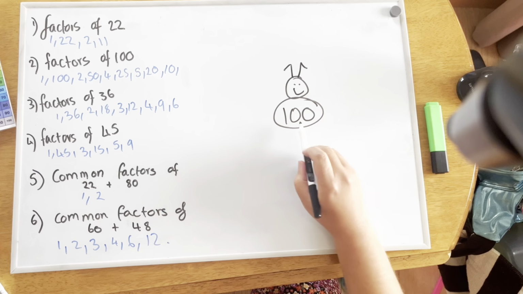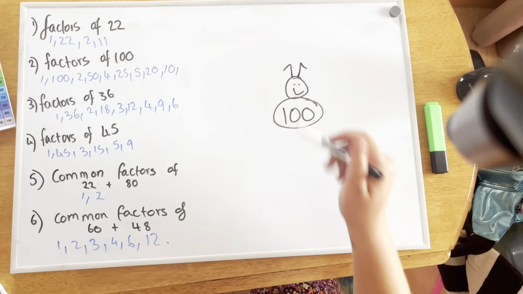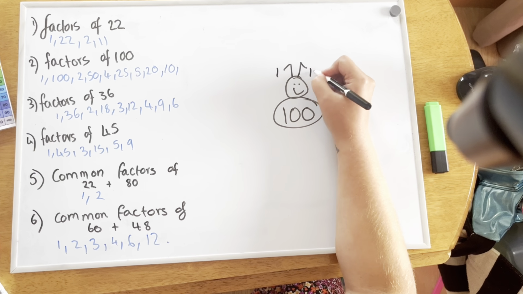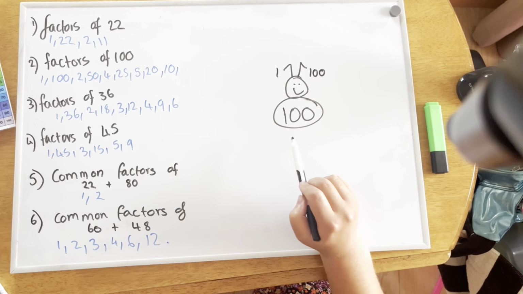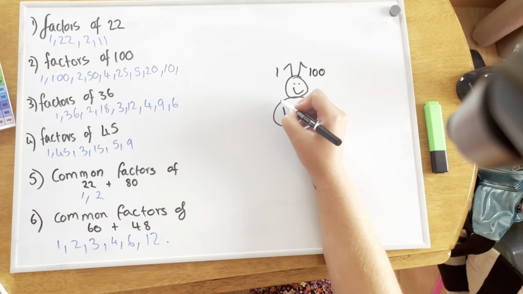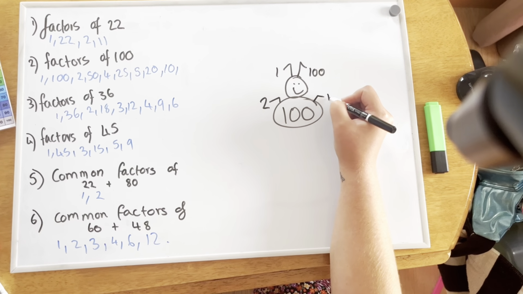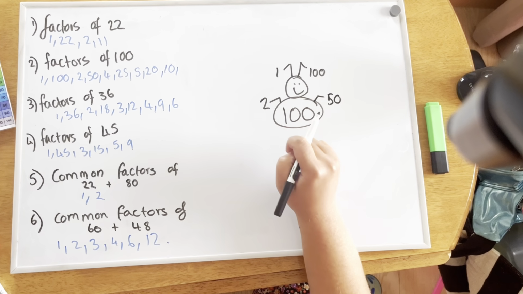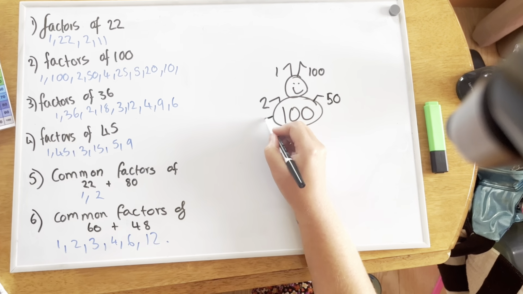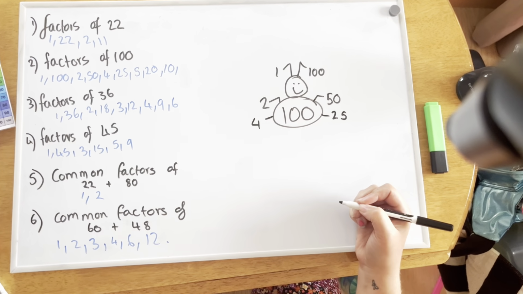Question 2, we're finding the factors of 100. So I put 100 in my factor bug's belly, I've drawn his antennas, and remember, always the same numbers in his antennas, 1 and whatever number's in his belly. Then we know it's an even number, so there'll be 2. So 2 times what makes 100? 50. Then we'll go down to 3. That doesn't work. 4, yes. 4 times 25 makes 100.